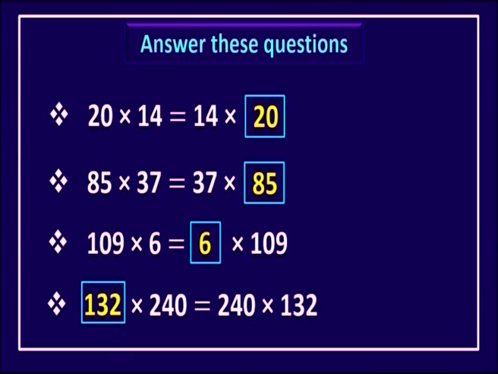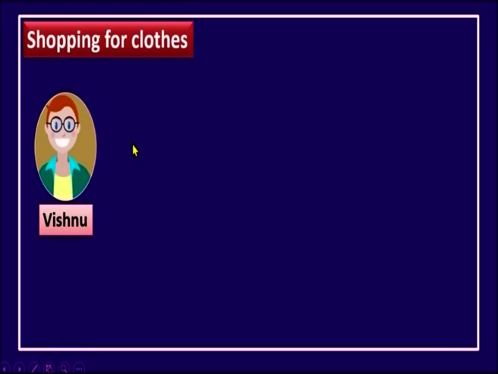Okay? Right. So let us move on to another simple concept where we are going to see the application of our multiplication in other case also, like for shopping the clothes. Okay, children, let's see. Vishnu is there here, a person. He was doing some shopping. You want to purchase some clothes. Okay, children. Then you want to purchase shirt.